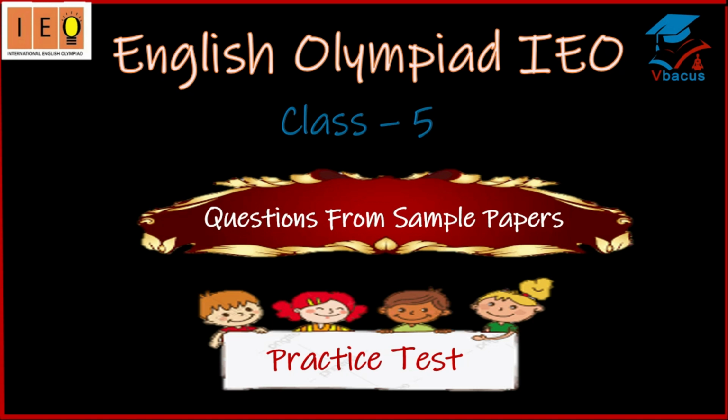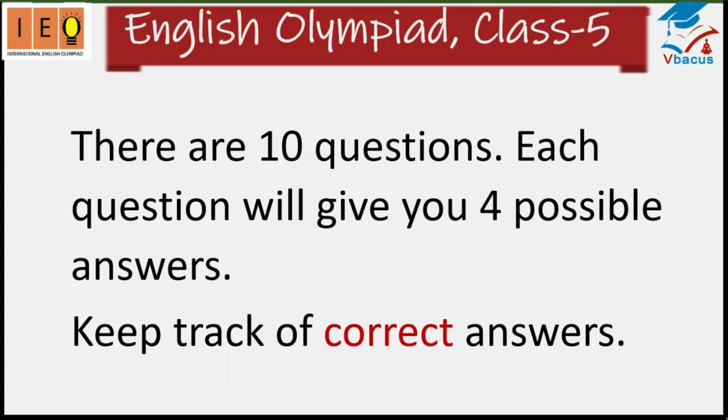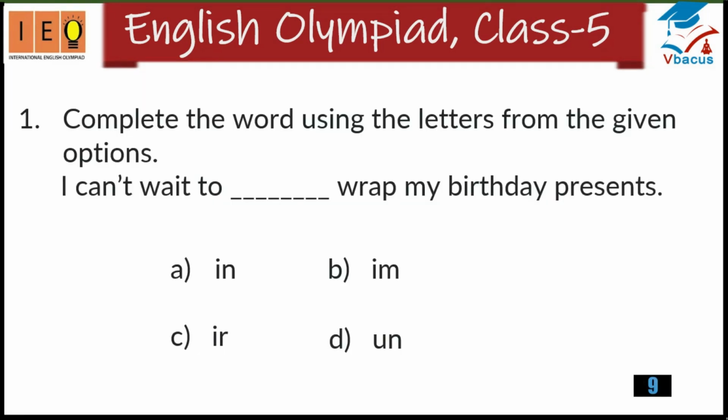Correct option is given after every question. Best of luck. There are 10 questions. Each question will give you 4 possible answers. Keep track of correct answers. Question 1. Complete the word using the letters from the given options. I can't wait to dash wrap my birthday presents. You can see the options and your time starts now.